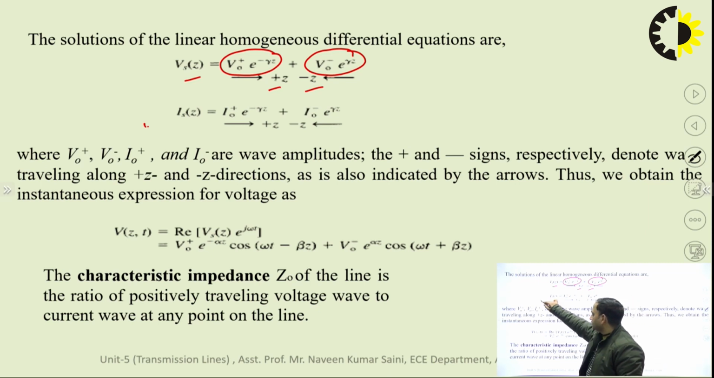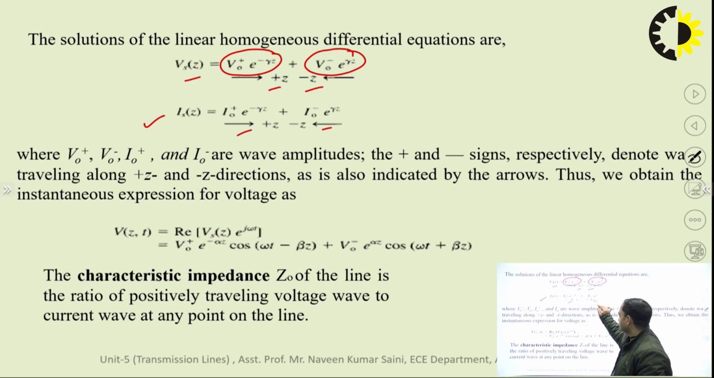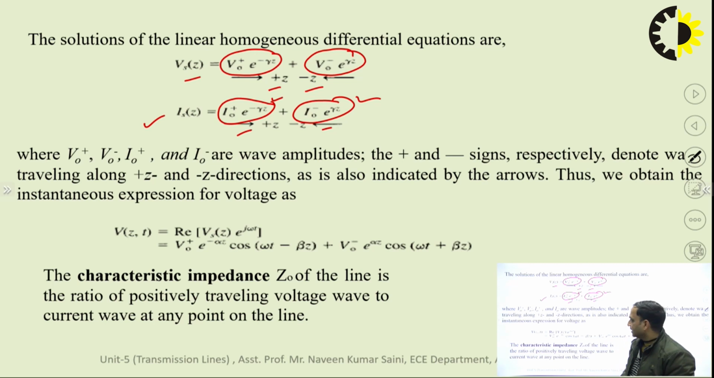Similar to that, for the current equation, I naught plus e to the power minus gamma z and I naught minus e to the power gamma z. So this represents the wave propagating in the plus z direction, and here the wave is propagating in the minus z direction. So here V naught plus, V naught minus, I naught plus, I naught minus, these are wave amplitudes. The plus and minus signs simply denote the direction of travel of the wave, plus z direction or minus z direction. It is indicated by the arrows.